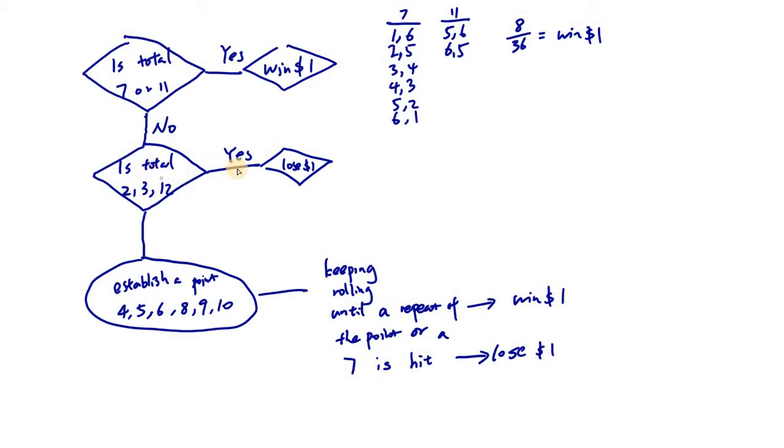And what about losing a dollar? Well, we can roll a 2, which there's only one way. We can roll a 3, which is 1, 2, 2, 1. Or we can roll a 12, which is 6, 6. So in total, there are 4 ways of losing a dollar.